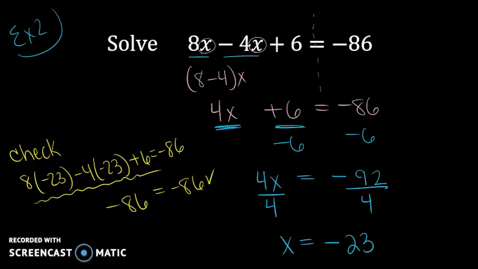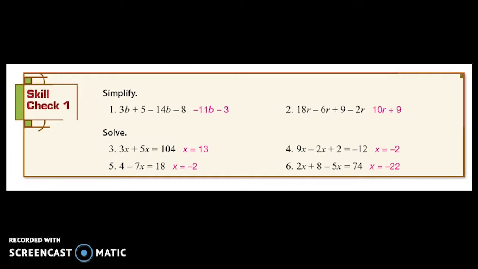If you'd like to use colored pencils still to help you with combining your like terms, you're more than welcome to. Go ahead and do 1 through 6, skill check 1, and then whenever you are all done, Miss P will unpause the video so that you can see the answers. Okay, so here are the answers for skill check 1. Once you go ahead and pause the video again, check your answers. If you have any questions, make sure you make note of them. You can always email me your questions later if you're still having trouble with these.